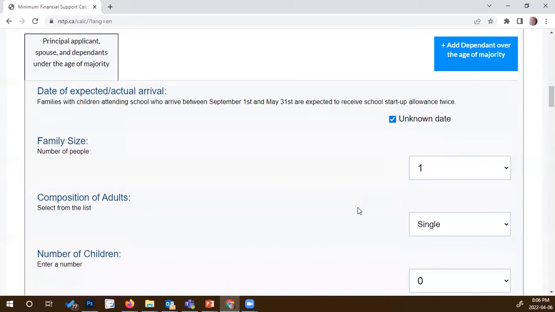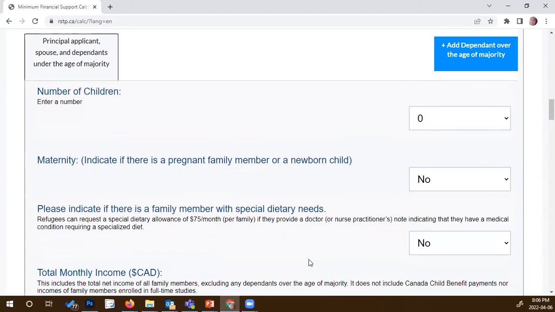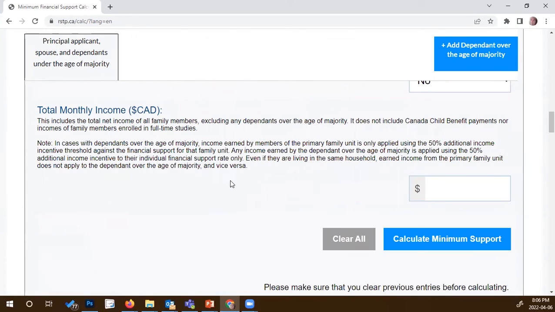Now, this person does have a child, but that child is over the age of 18. Only those who are under the age of majority would you include here. So we're going to leave that as 0. We're not going to insert any maternity or any dietary needs. We're going to leave those as no. And there's no total monthly income at the time of submission. So we're going to calculate the minimum support now.